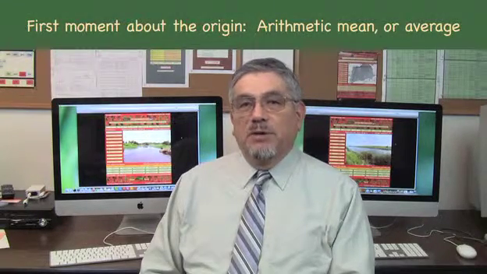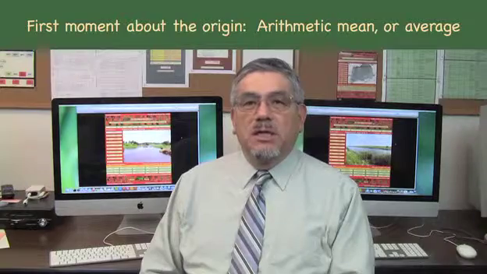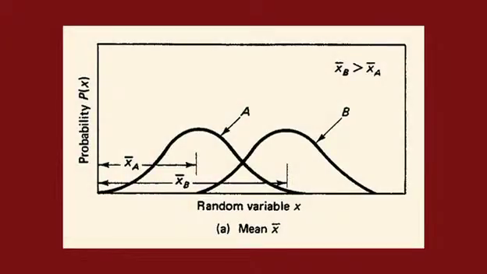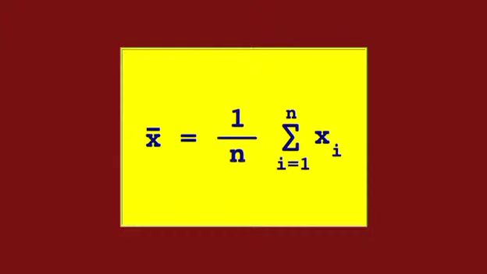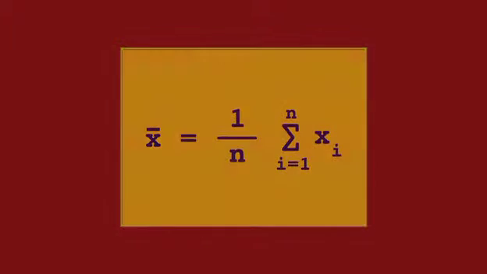The first moment about the origin is the arithmetic mean or average. It expresses the distance from the origin to the centroid of the distribution, as shown here. The B distribution has a higher mean than the A distribution. The formula for the mean is, in which x bar is the mean, x_i is the random variable, and n is the number of values.